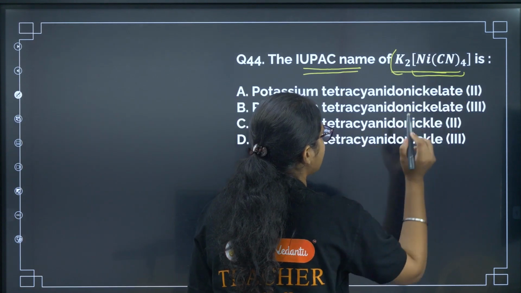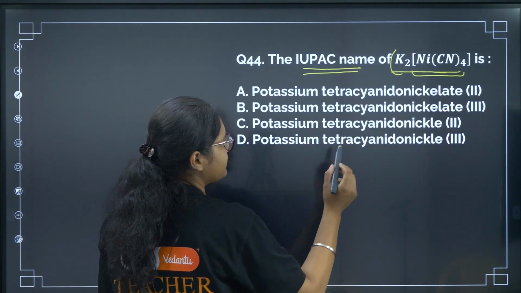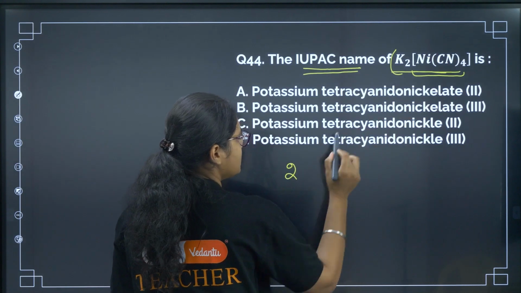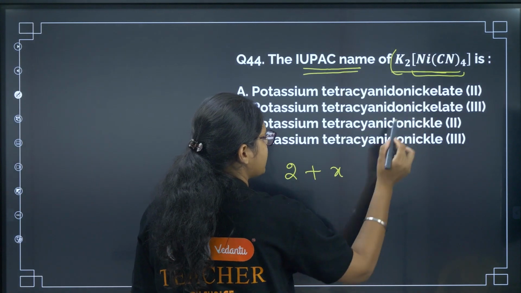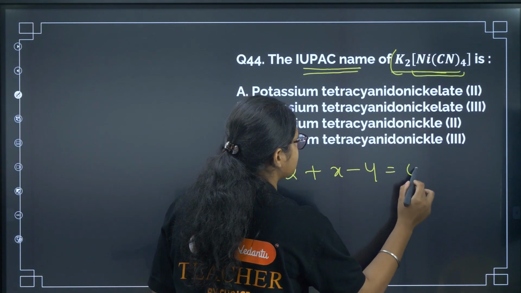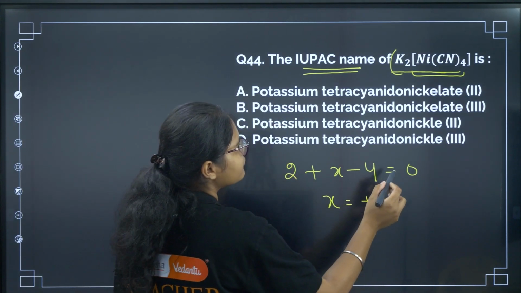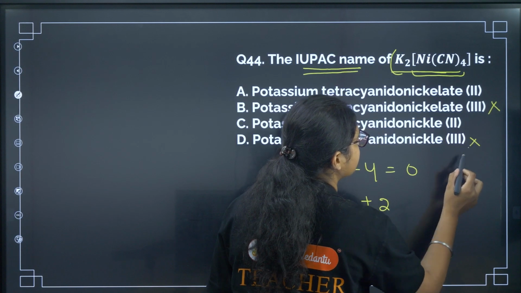Now coming to this part, we can calculate the oxidation state of nickel. So for potassium 2, nickel is X, CN is again 4, so 4 minus, is equal to 0, so X is equal to plus 2, right? So you can see some of the options are having plus 3, we can eliminate those two options.